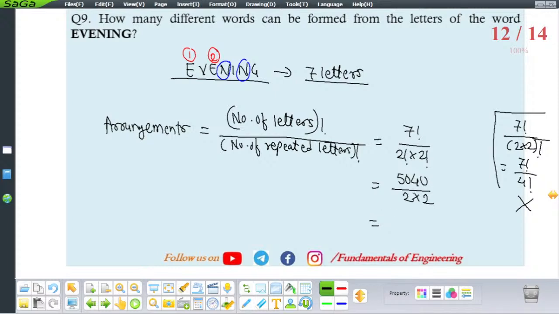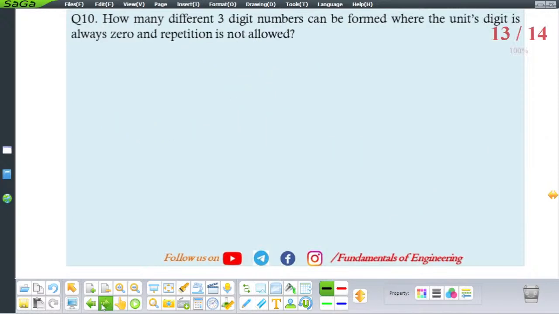So 5040 divided by 4. 4 ones are 4, 1 remaining; 2, 5, 4 twos are 8, 2 remaining; 4, 6 fours are 24, and 0. 1260. These are the different words that can be formed using the letters of evening. 1260.